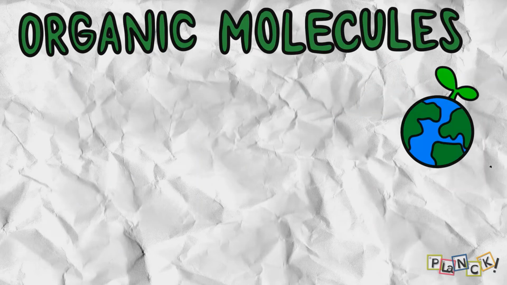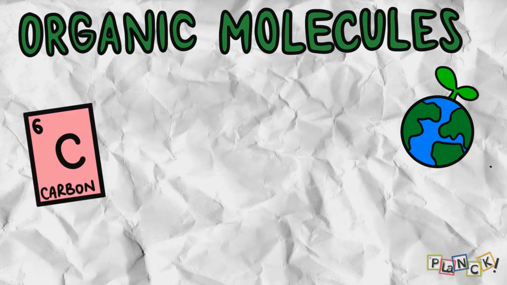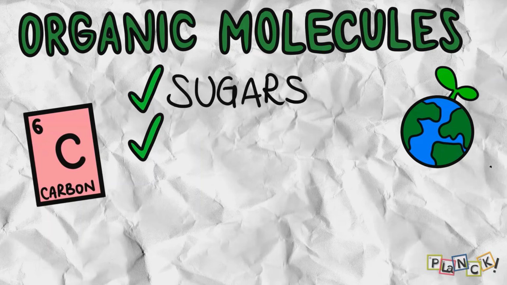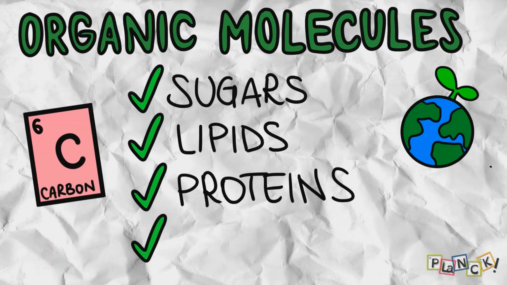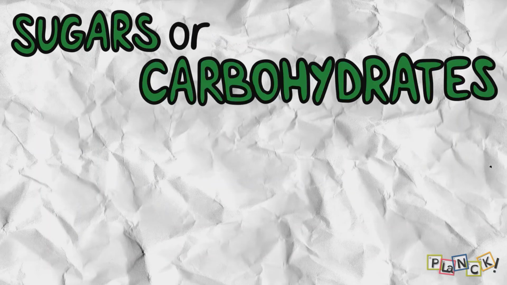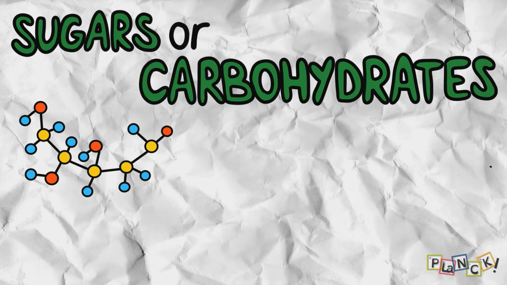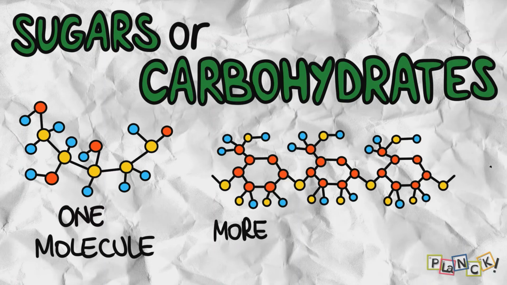In addition to water, there are also other molecules that are very important for life on Earth. Those are called organic molecules. Those molecules contain at least 1 atom of carbon, and all living organisms are largely made up of this kind of molecules. In living organisms, we can find 4 main kinds of organic molecules: sugars, lipids, proteins, and nucleotides. Sugars are also called carbohydrates, and they can be made up of only 1 molecule or more molecules.